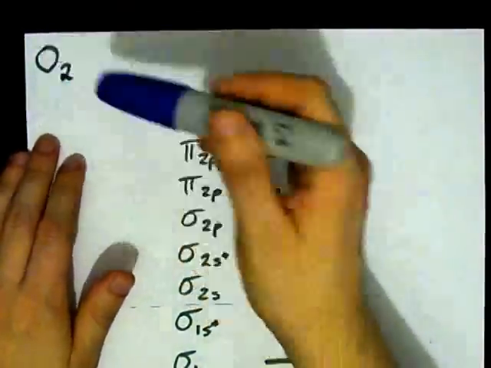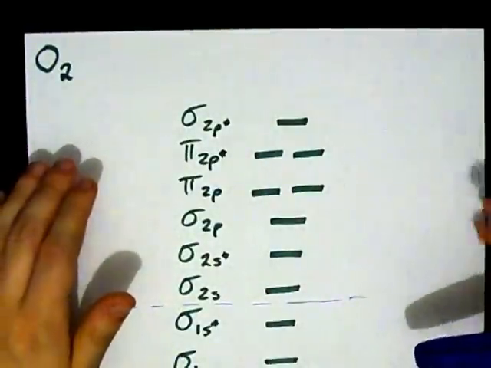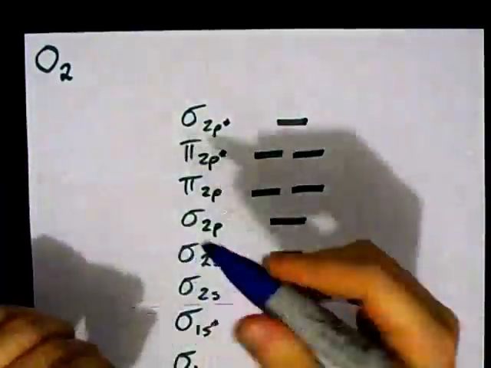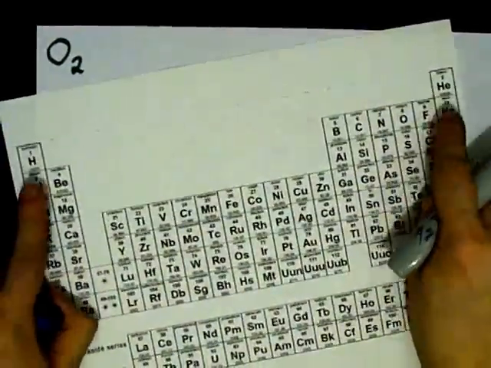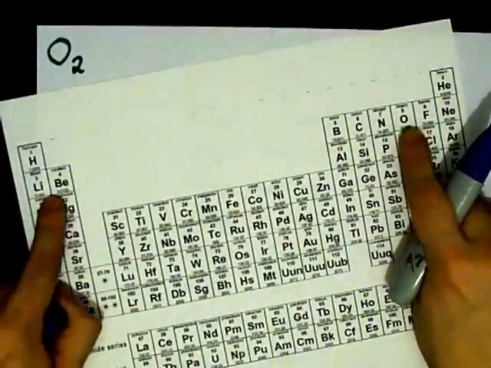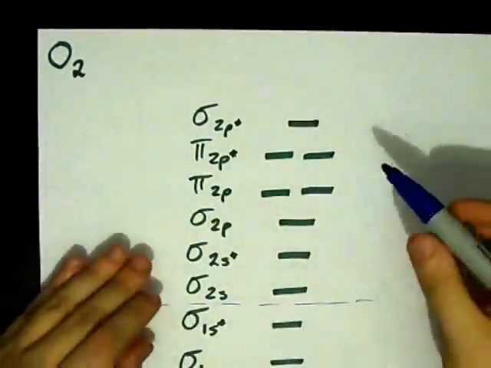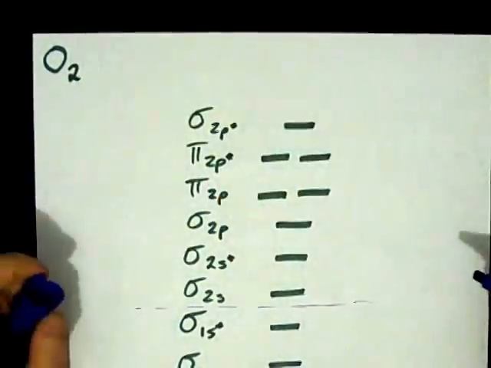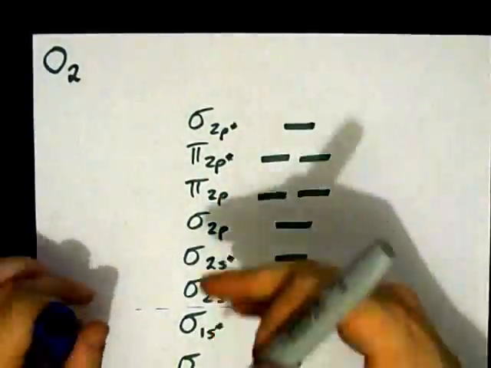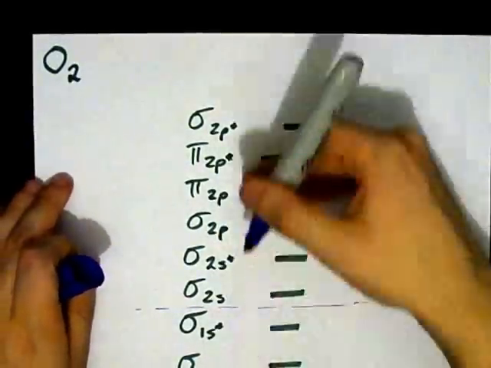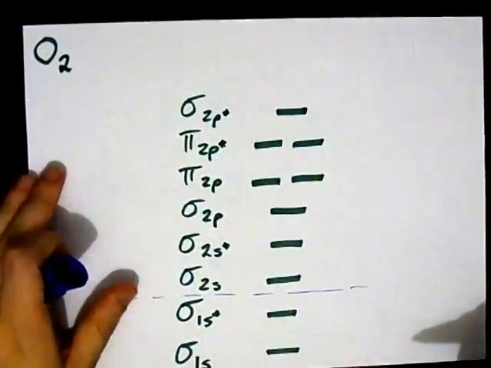Oxygen brings 6 valence electrons total, and it brings 2 inner electrons. If you take a look here, you've got 1s2, 2s2, 2p4. It's 8 electrons total per oxygen. That means I need to fill 16 electrons if I'm going to do the whole molecular orbital diagram.